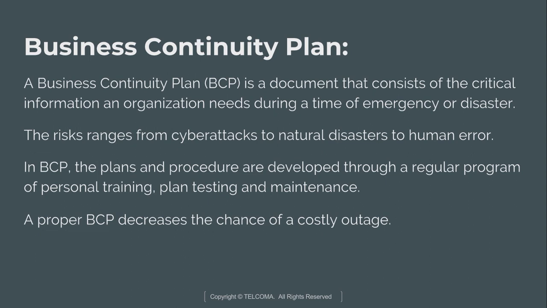So a business continuity plan is a document that consists of the critical information or the plans that an organization needs during a time of emergency or disaster. So in BCP, the risk ranges from cyber attack to natural disaster to human errors. In BCP, the plans and procedures are developed through a regular program of personal training, plan testing, and maintenance. So it is vital for an organization to have a business continuity plan to preserve its health and reputation. A proper BCP plan decreases the chance of costly outages or the damages caused by various disasters.